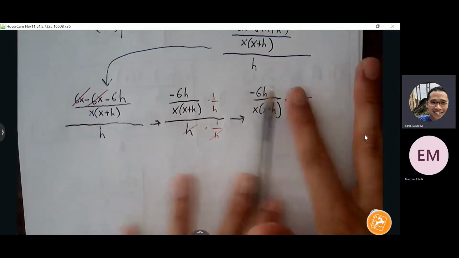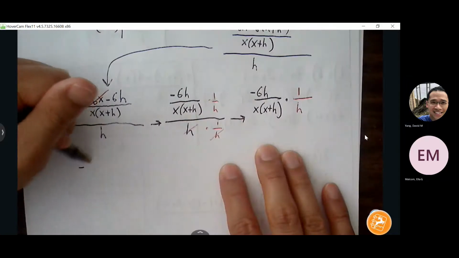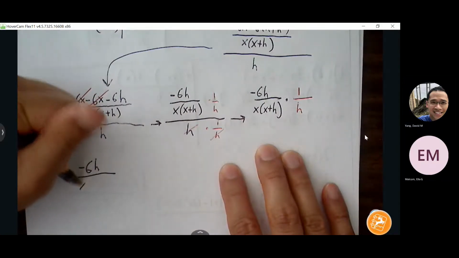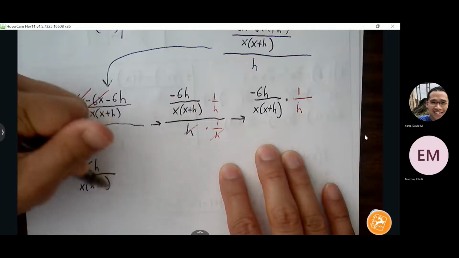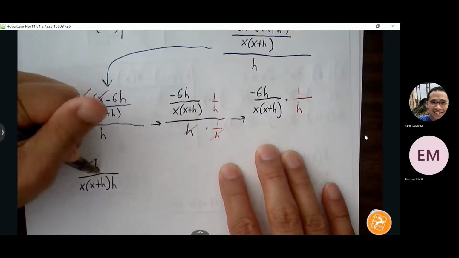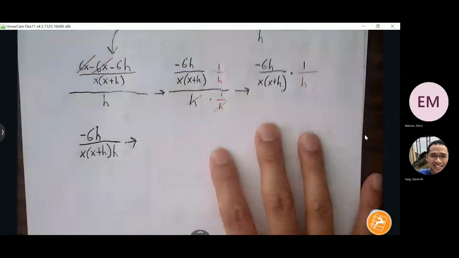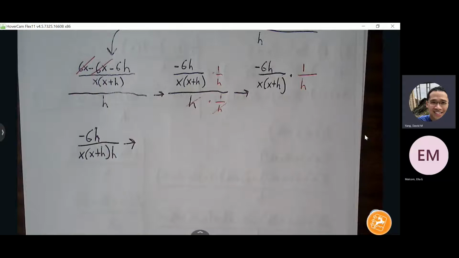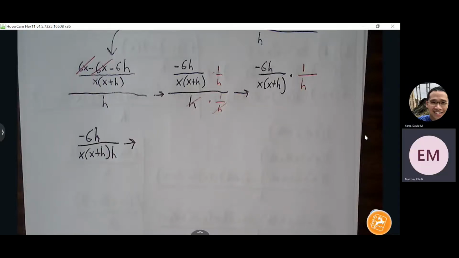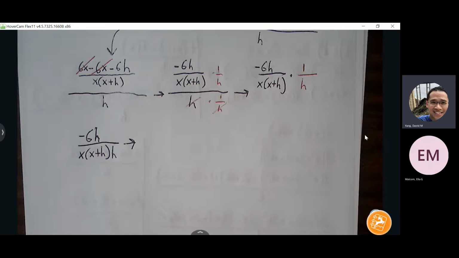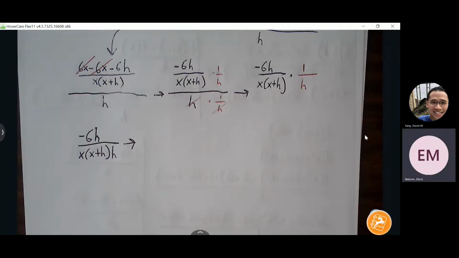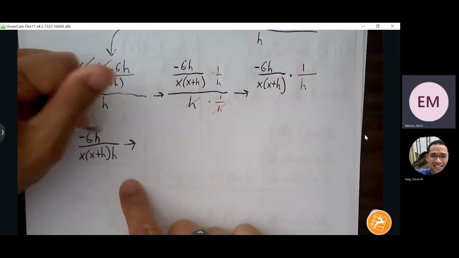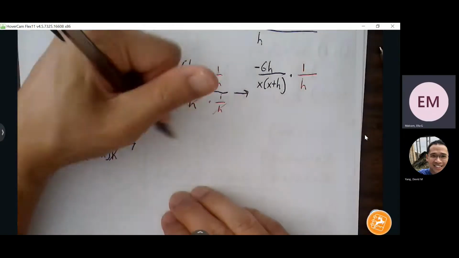Now, if I want to put all this under one fraction, I can. Do you see anything else that we can do to clean up? Can we distribute the x? We could, but I'm thinking in terms of, is there anything that we can take away? Oh, we could take away the h's, right? And then it would be -6 over x times x plus h.